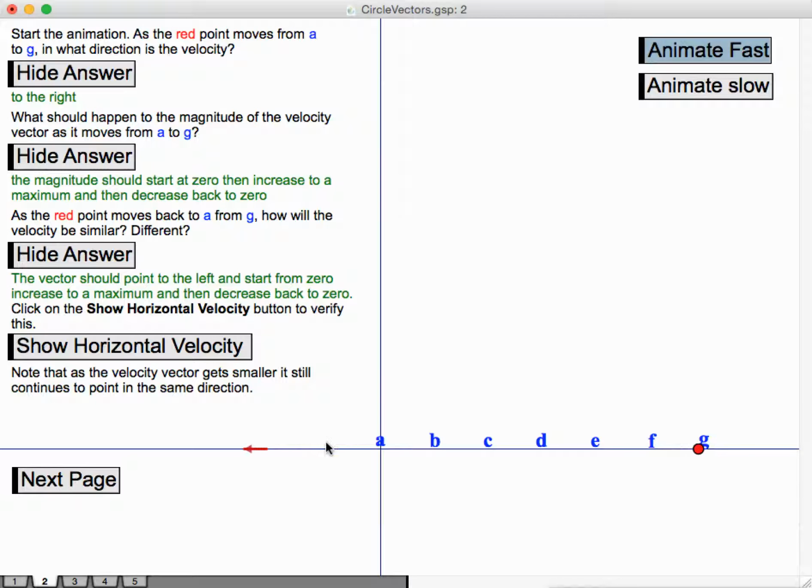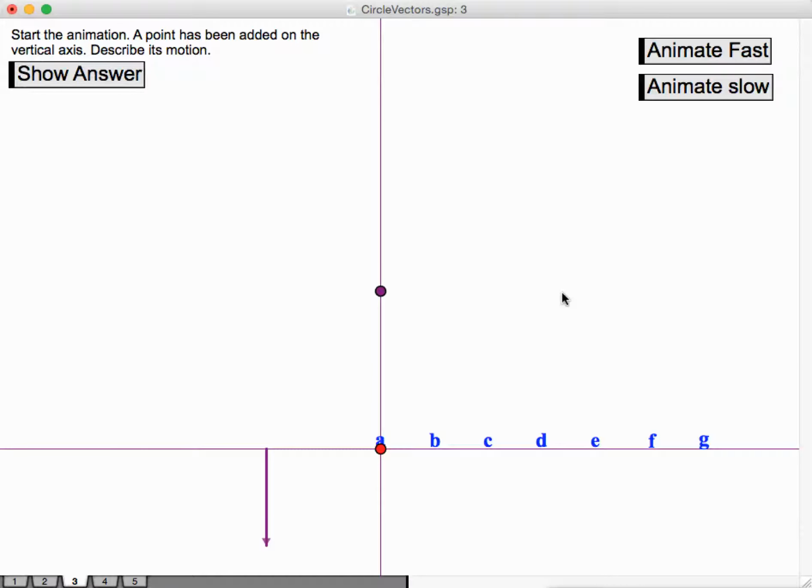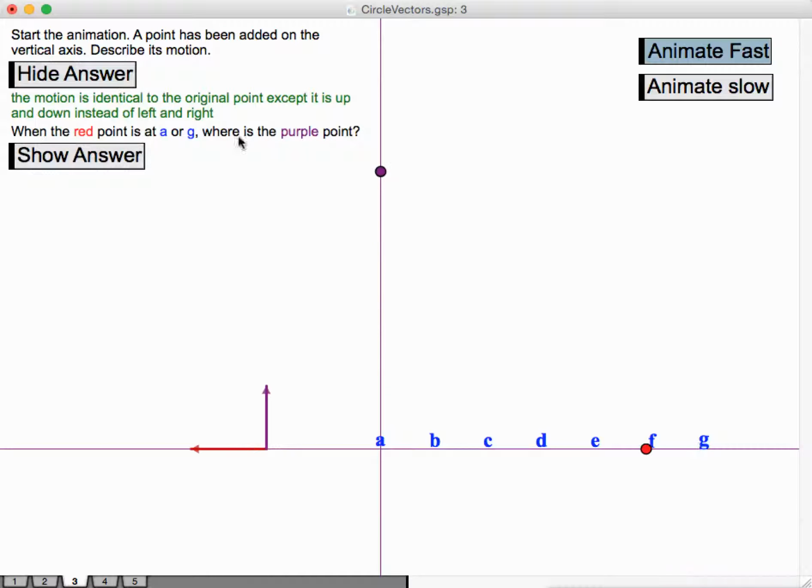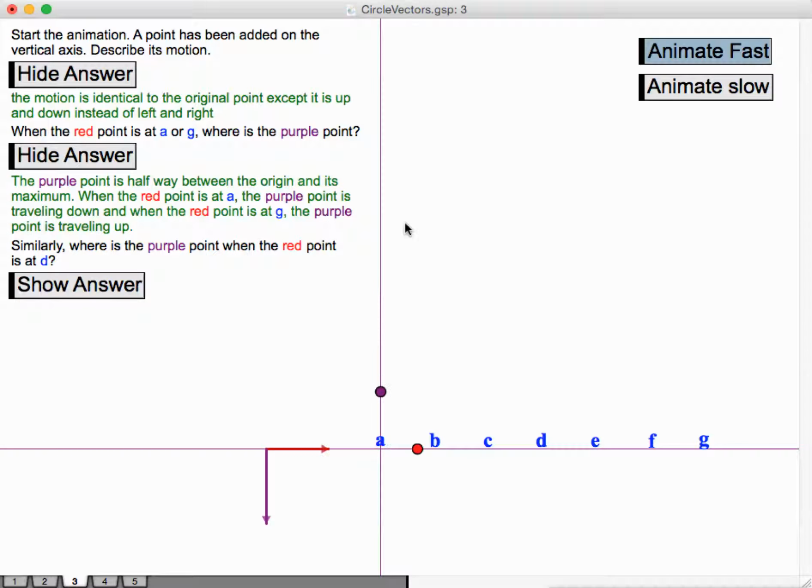And so once we've got an idea of that moving, changing velocity vector, we can go to the next page and make this a little bit more complex. So here, when we start the animation, we've added in a second point and its velocity vector. So it should have the same sort of properties as the previous one, and we ask the students to describe the motion, except that it's up and down. And then we have them start to describe what's happening to each point in relation to the other point, so red and purple point. As the purple point is moving, they seem to be moving in opposite directions, where one's in the middle, the other's at the end, and so on.